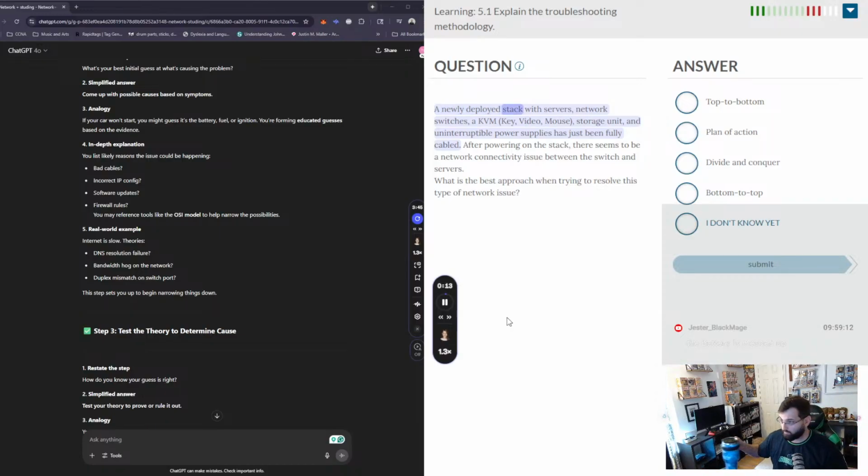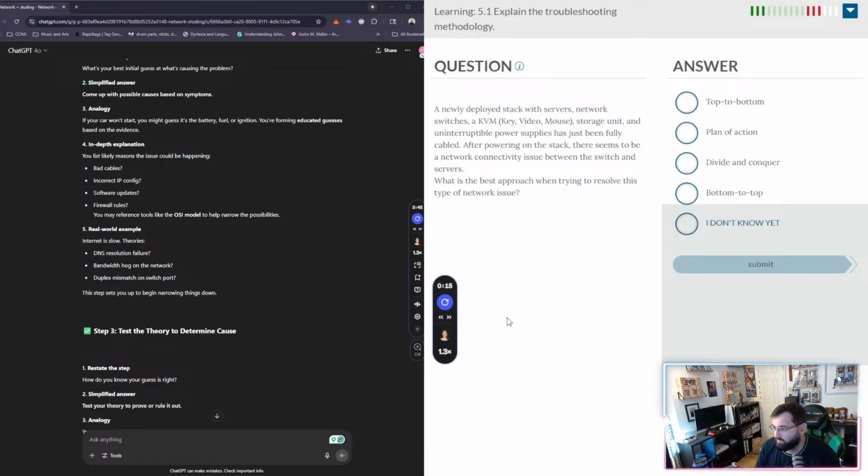A newly deployed stack with servers, network switches, a KVM (keyboard, video, mouse), a storage unit, and uninterruptible power supplies has just been fully cabled. After powering on the stack, there seems to be a network connectivity issue between the switch and servers. What is the best approach when trying to resolve this type of network issue?